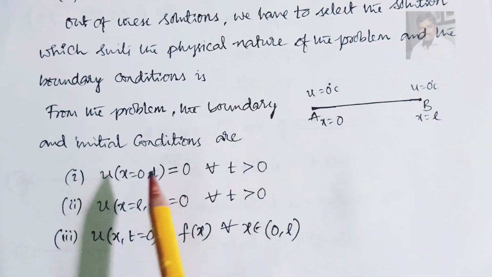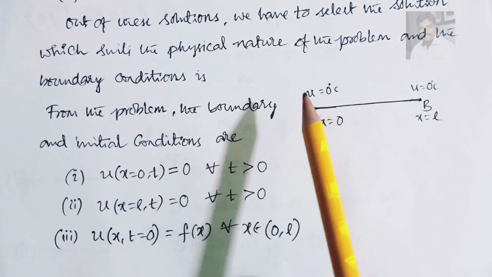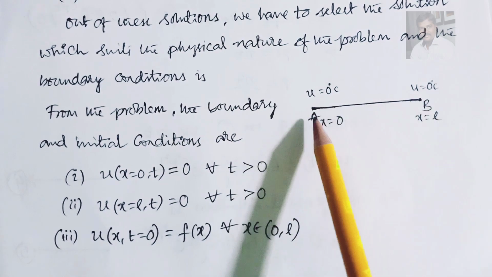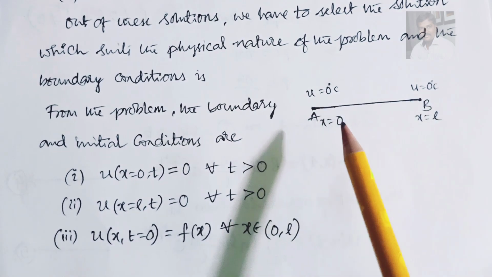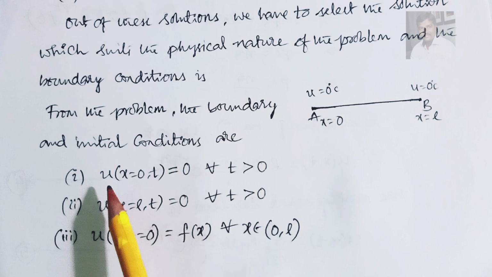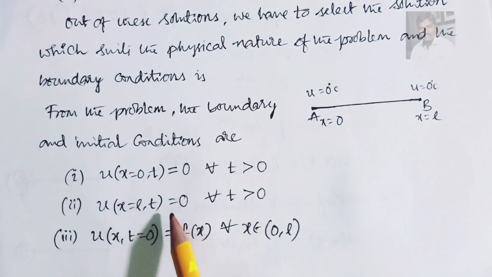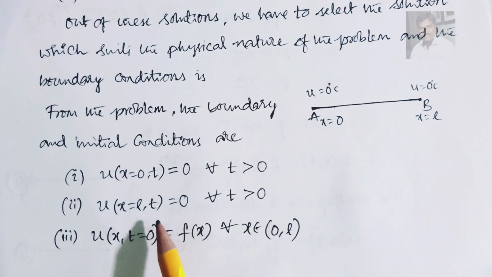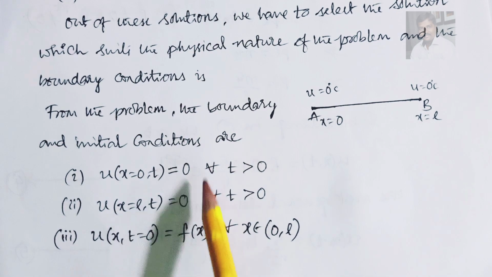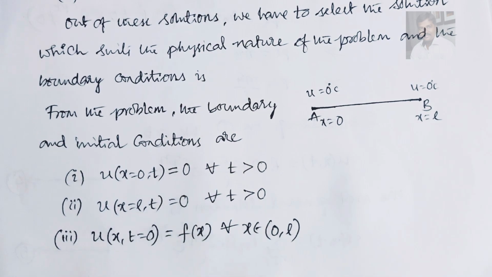Now from the problem, the boundary and the initial conditions are: at both ends the temperature is 0. That is, u of x comma t is equal to 0 at x is equal to 0, and u of x comma t is equal to 0 at x is equal to L for all t greater than 0. And the third one, u of x comma t is equal to f of x at t is equal to 0. This is the initial condition, and the first two are the boundary conditions.